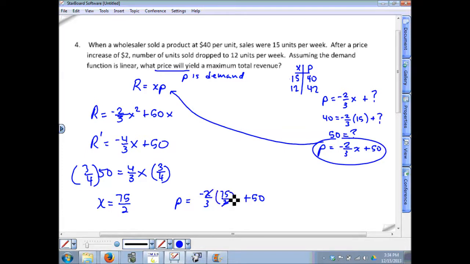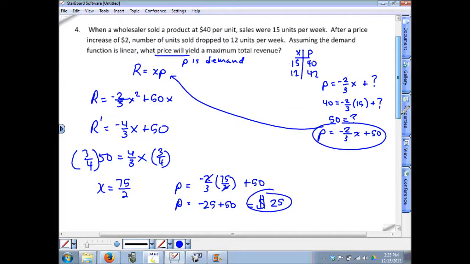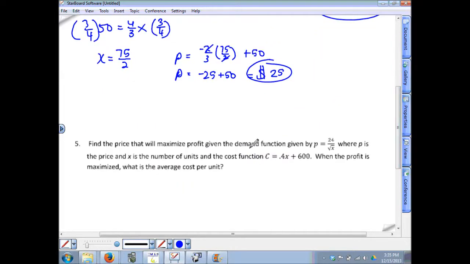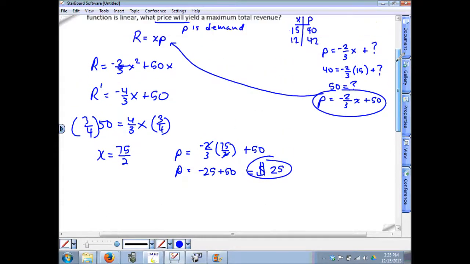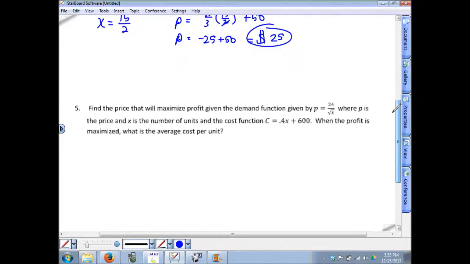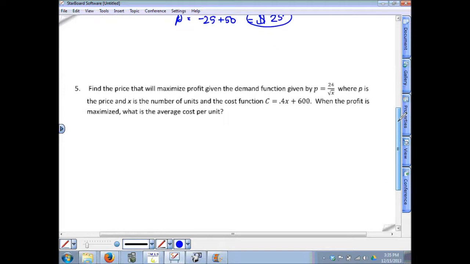So the 2's cancel here. -75 divided by 3 is -25, so p is equal to -25 plus 50. So that's $25. If they set the price at $25, the demand will go up significantly, and that'll make the revenue go up.